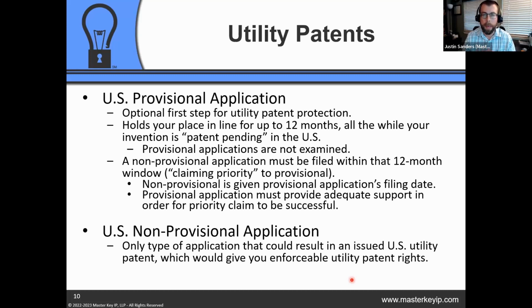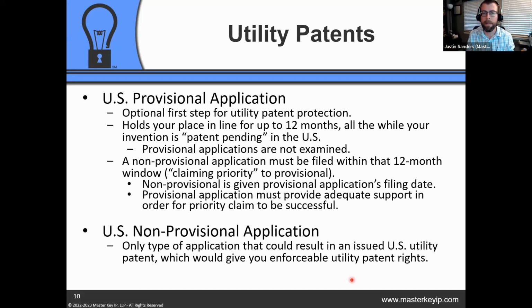And so the benefit, though, is if you do start with a provisional, as I said, it holds your place in line. So if I file a provisional first and then I later file the non-provisional within a year's time, that non-provisional will be backdated and given the same filing date as my provisional. So again, if I file provisional today, and then on September 13th, 2024, I file my non-provisional, that non-provisional is going to be given a filing date of September 13th, 2023, rather than 2024.